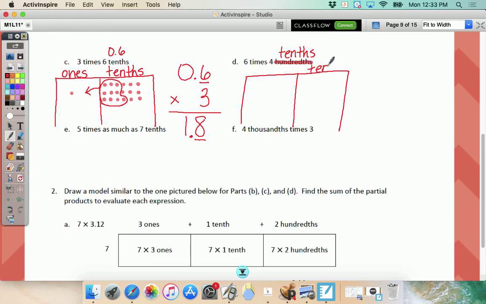We'll have tenths and ones. Did you write this? Okay. And which number has more digits in it, the 6 or the 4/10? 4/10. So it's not the largest number that I'm going to put on top. It's the number with the most digits.